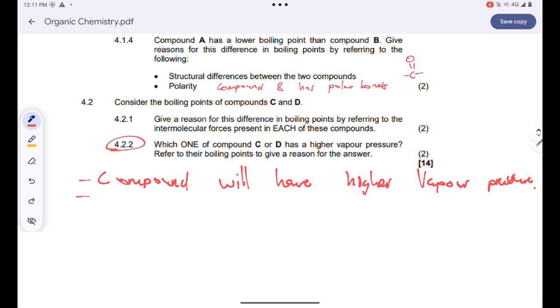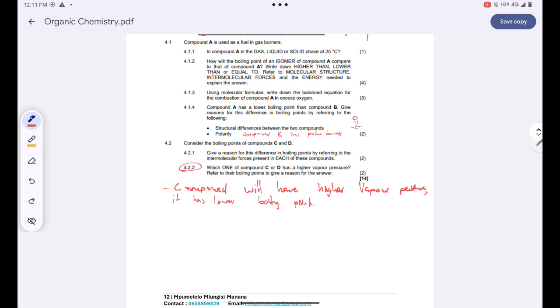Why is that? Compound C will have a higher vapor pressure because it has a lower boiling point. Remember that, guys, the higher the boiling point, the lower the vapor pressure. Always, guys. Do not forget that.